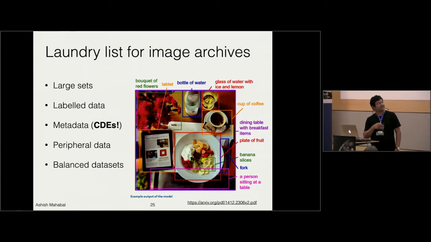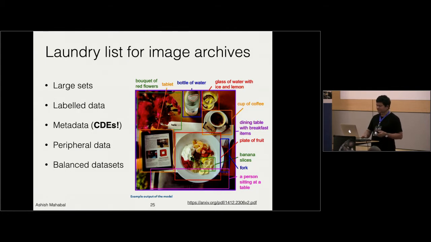So again, what is important in most of these cases is that very large data sets are needed, labeled data are needed, metadata is very important in many of these cases, and if peripheral data are available, that's very good. One other thing is that the data sets have to be balanced, because again, if there is imbalance, then what's going to happen is that the network is going to give you fantastic accuracy by calling the most significant set as the classification in each case, and you don't want that to happen.